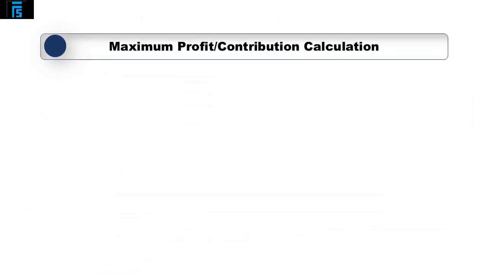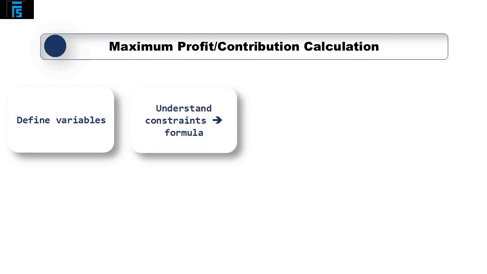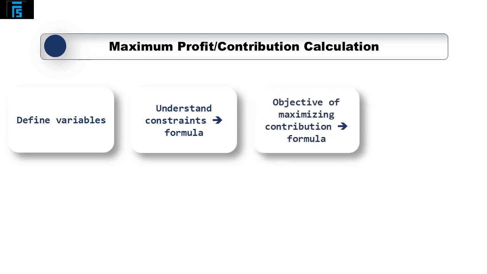There are a number of steps we need to go through to calculate the maximum profit or contribution that can be generated when there is more than one limiting factor. The first step is to define the variables. We then need to understand our constraints and turn this information into formulae. We will also turn our objective of maximising contribution into a formula.